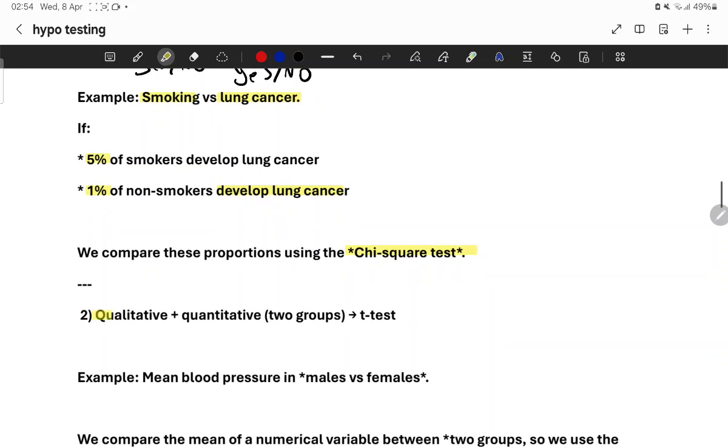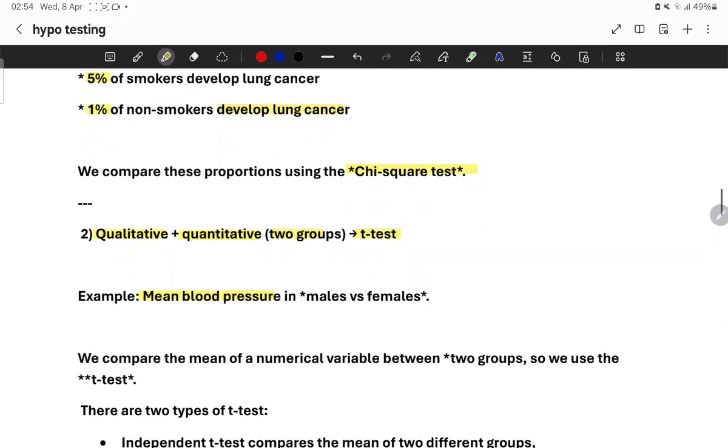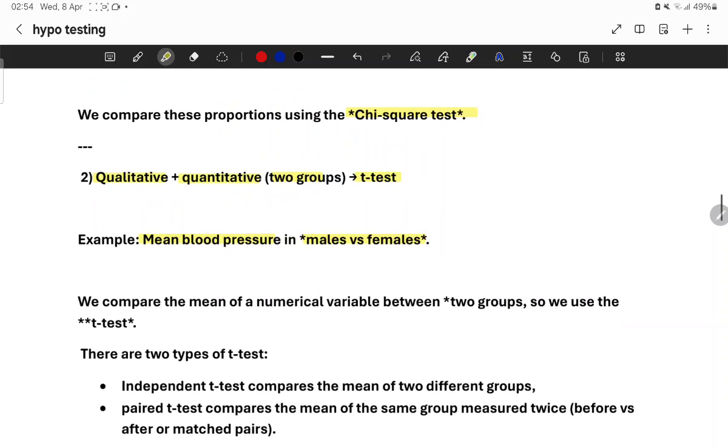Second, if it's a qualitative and quantitative, we compare between qualitative and quantitative variables in two groups. If it's two groups, we use the t-test. For example, mean blood pressure in male versus females. We compare the mean between these two groups using the t-test.